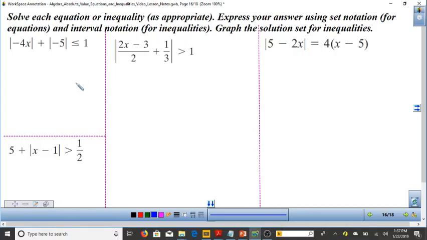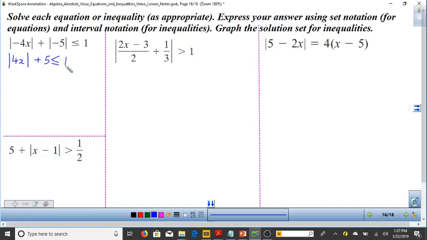And once again, I recommend that you try the examples on your own before I do it and then check the answers. So for this one, the absolute value of -4x is just the same as the absolute value of 4x. They give you the same thing. The absolute value of a negative is the same as the absolute value of the positive. The absolute value of -5 is just 5.